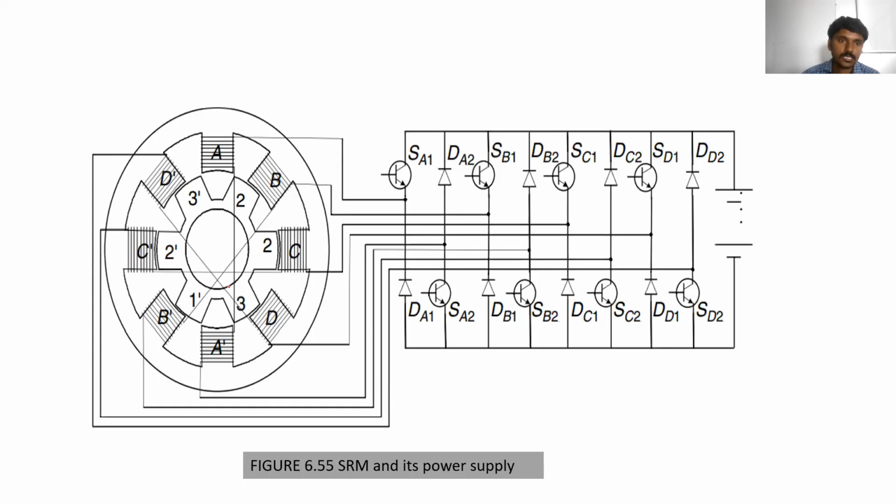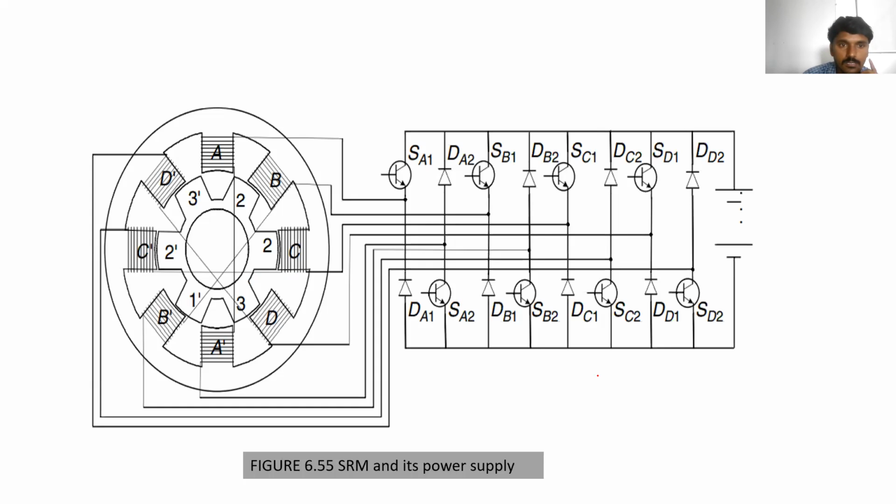Clear? So next, see here how this motor will operate. How many stator windings are there? A, B, C, D, and A dash, B dash, C dash, and D dash. Total 4 phases and 8 coils are there. 4 phases and 8 coils means one is the current entering coil and another one is the current exiting coil.